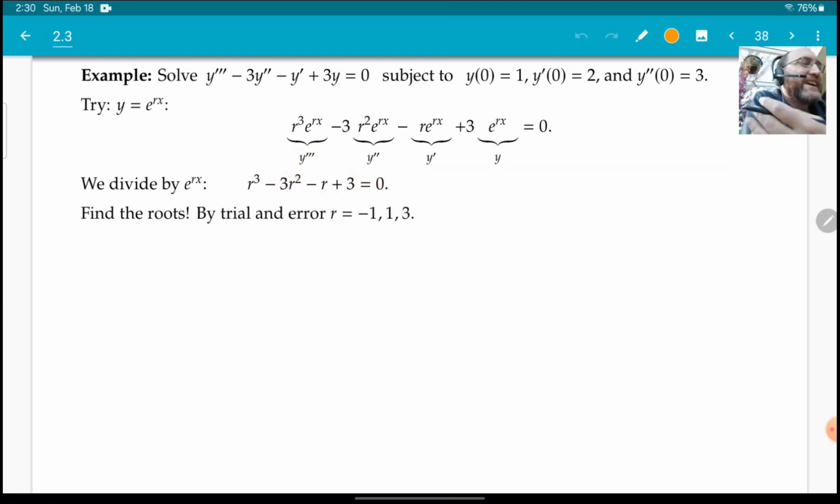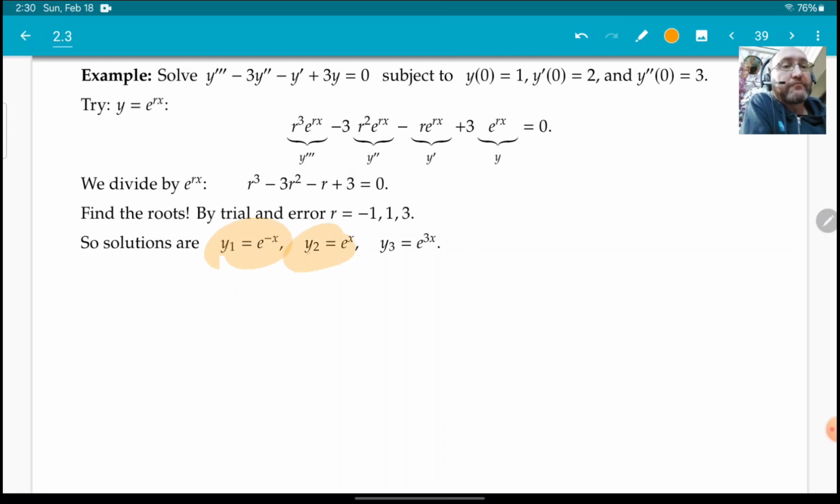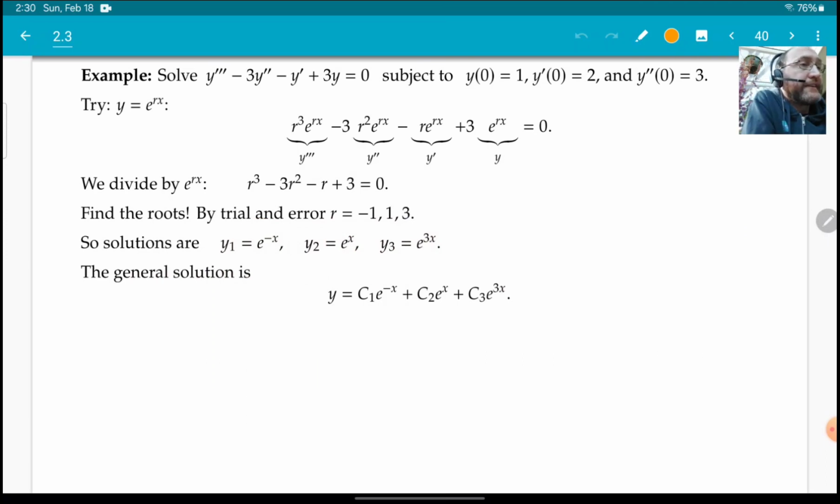polynomial. By trial and error, I'll say a little bit more about that in a little bit, maybe we find that the r's that solve this are -1, 1, and 3. So the solutions are e to the minus x, e to the x, and e to the 3x. So now these are going to be linearly independent. So the general solution is going to be of this form.